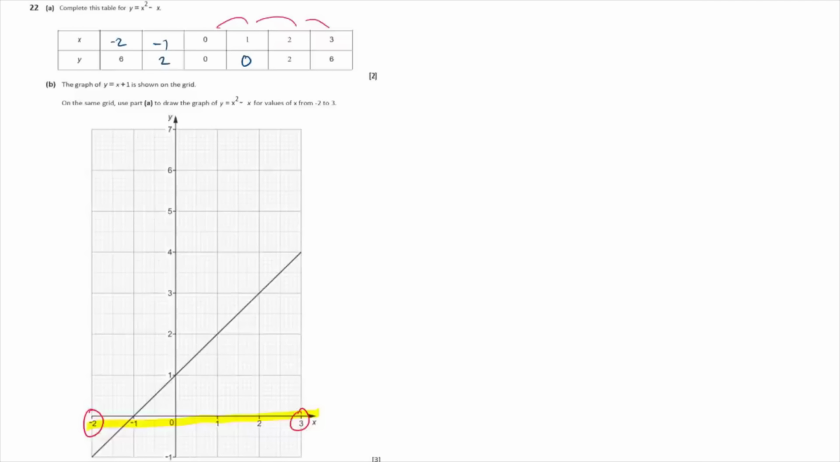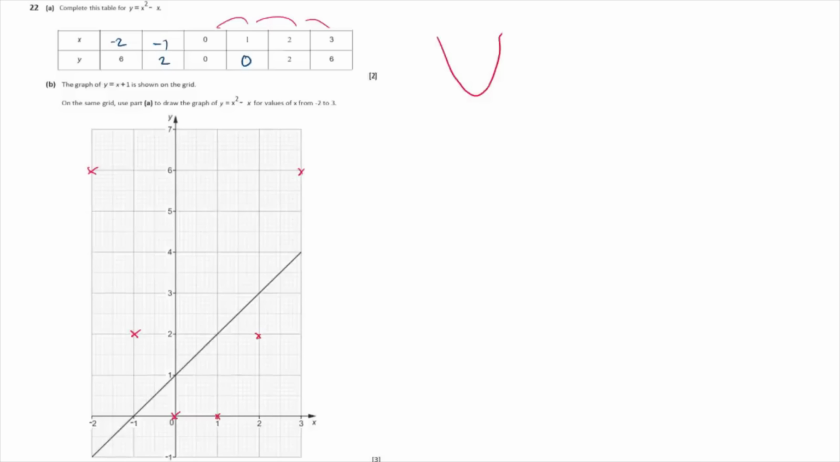So basically we just need to plot those points, don't we? Okay, so -2 goes with 6, so that's a point there. -1 goes with 2, 0 goes with 0, 1 goes with 0, 2 goes with 2, and 3 goes with 6. Okay, now this is a quadratic curve. It has a nice smooth parabola between the points, and that's what you're going to be drawing on this grid.